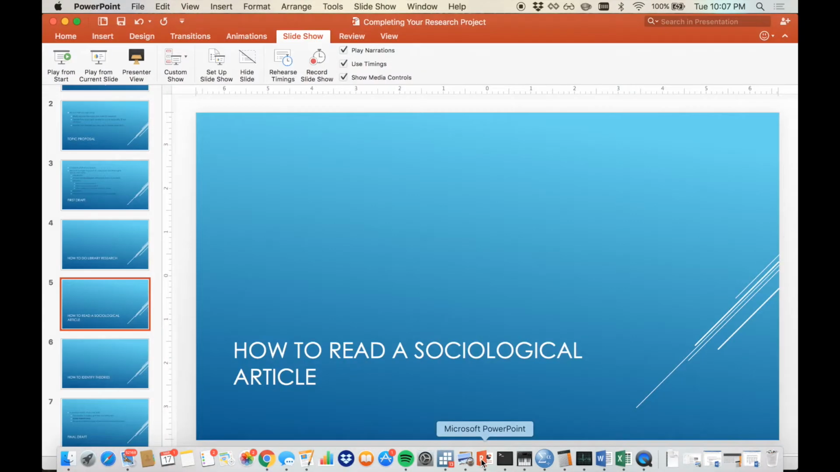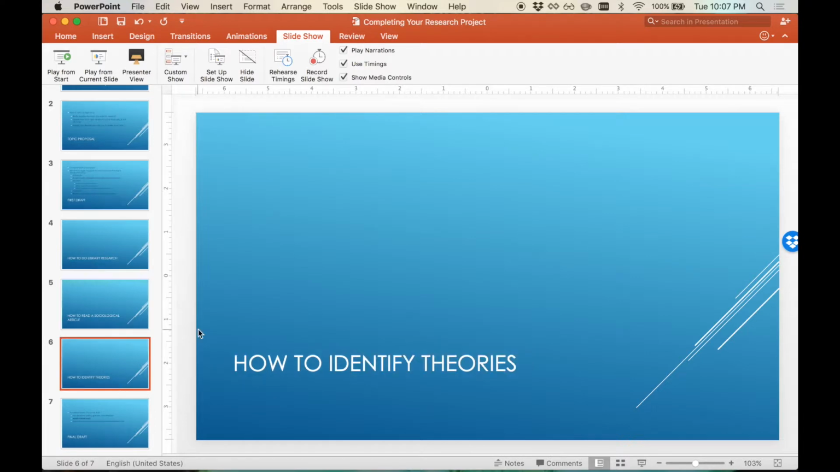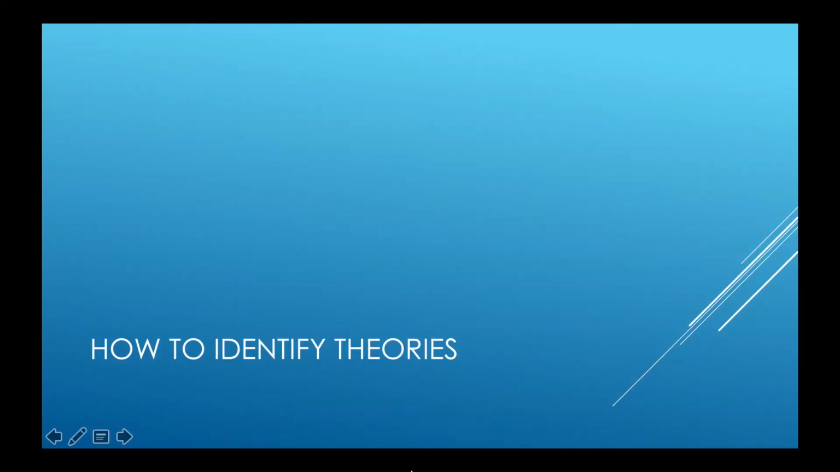The next thing I want to talk to you about after how to read an article is how to identify theories. So if we look at identifying theories, what I want you to do with theories really is apply them to what you're learning about your topic. This doesn't seem obvious, what I mean by this, but once I show you some theories within the context of a research article, I think it'll become more clear.